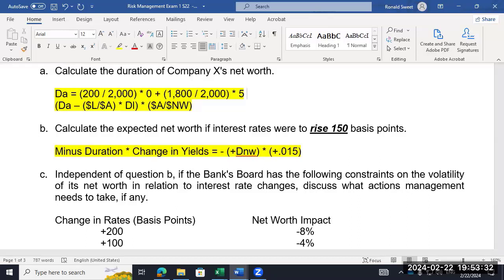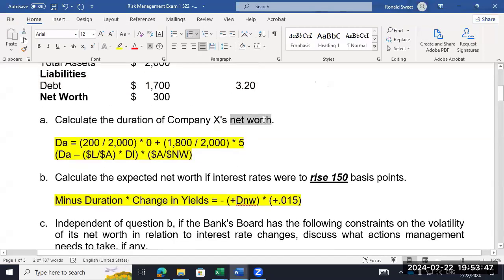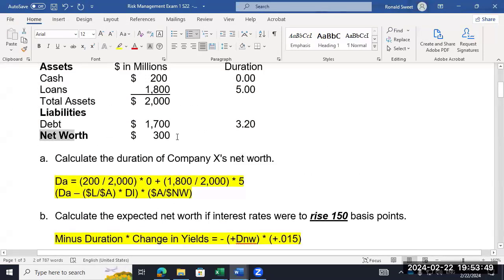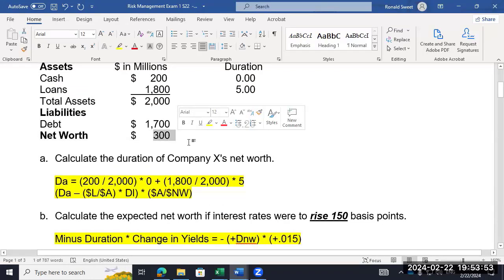Some students say, man, he's so picky about wording, but I am. It's not that they need to reduce their liabilities, they need to reduce the duration of liabilities. There's a huge difference in those two. So here we're calculating the duration of the company's net worth. We're calculating the duration of this number. How sensitive is that $300 million to changes in interest rates, all right?